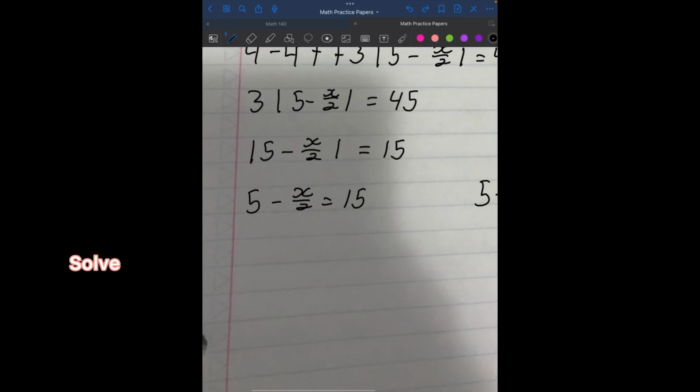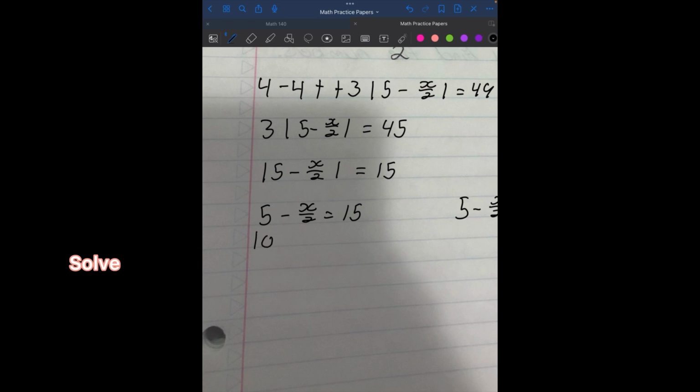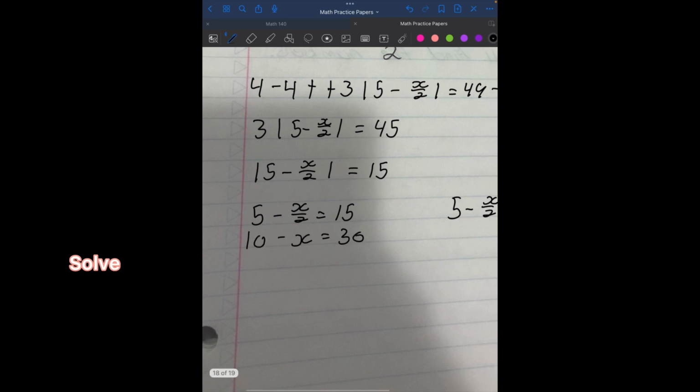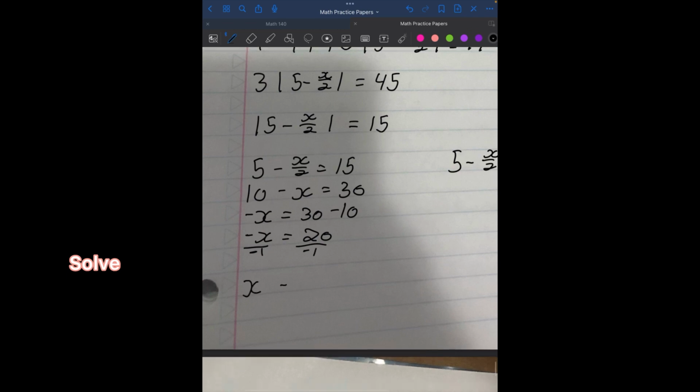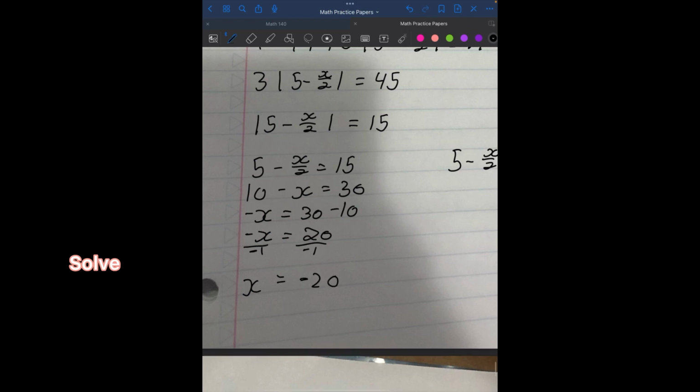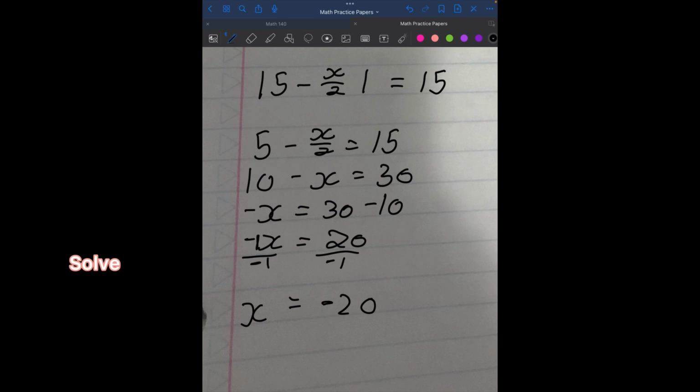So now we just solve it individually. We have to multiply the whole equation by 2 to get rid of this. So 10 minus x is equal to 30. Negative x is equal to 30 minus 10. Negative x is equal to 20. Now divide by negative 1. x is equal to negative 20. We divide by negative 1 to get rid of the negative on the x, because 1 times anything is equal to that number, so we don't write the 1 there. That gives us negative 20.